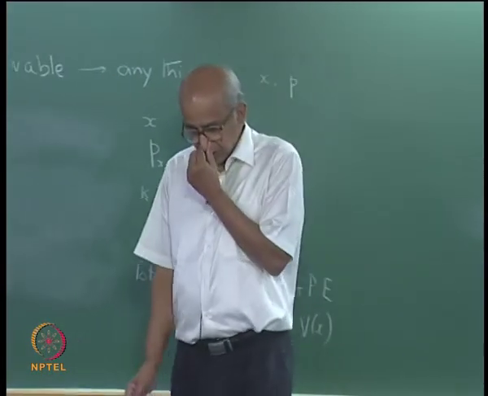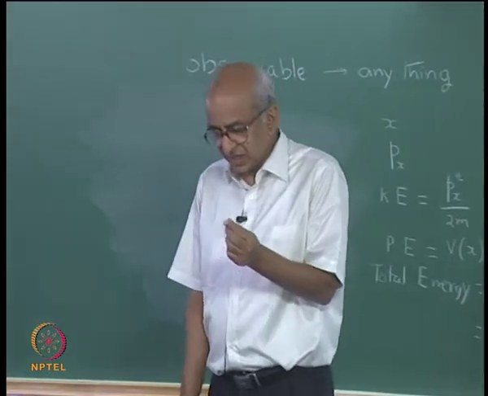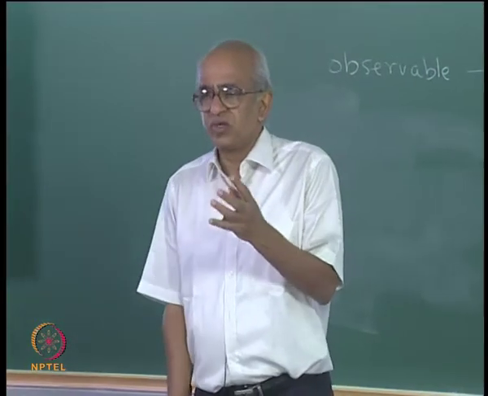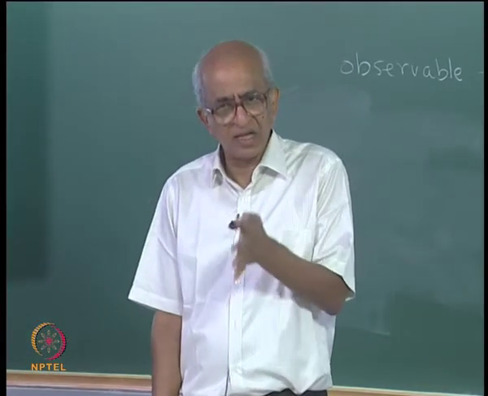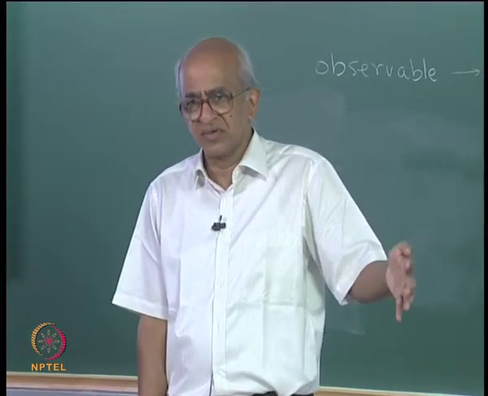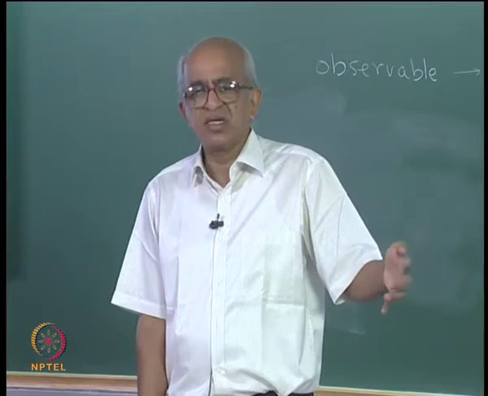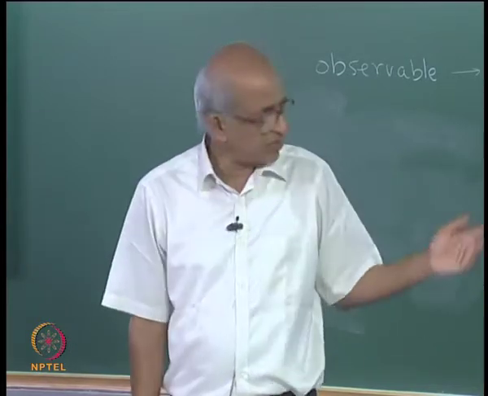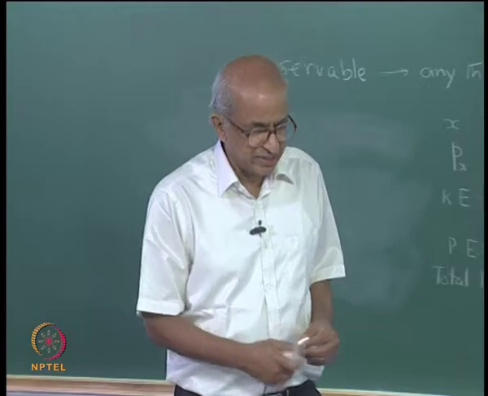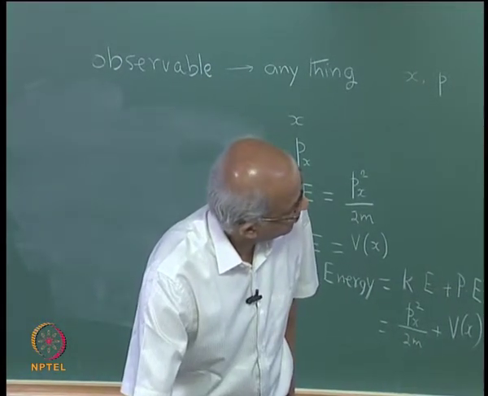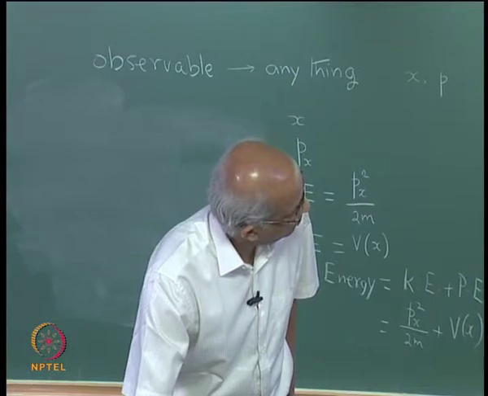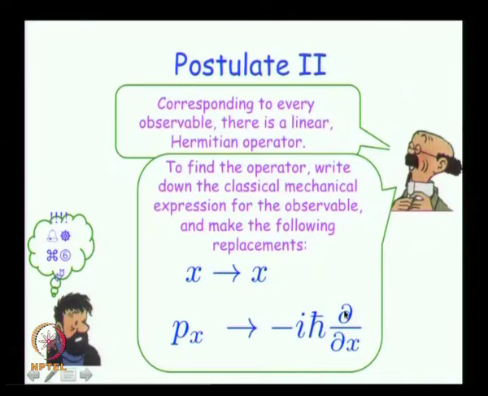Now, this postulate is saying that if you give me any observable like position or momentum or kinetic energy, there is an operator associated with it. But the question is, how does one find the operator? The postulate also gives you the prescription for that. So, we continue this postulate. The second part of this postulate gives you a prescription for finding the operator.